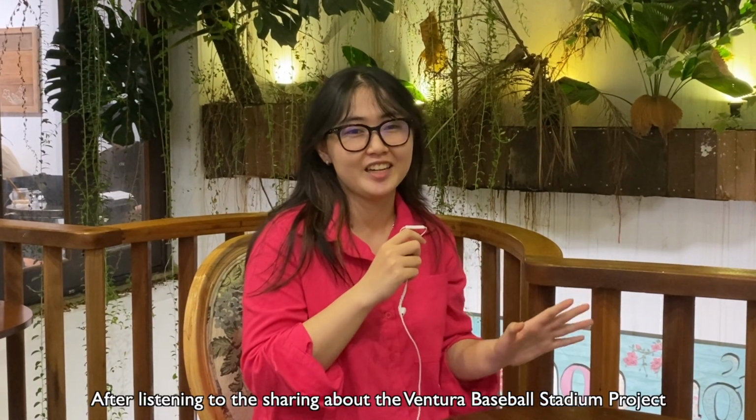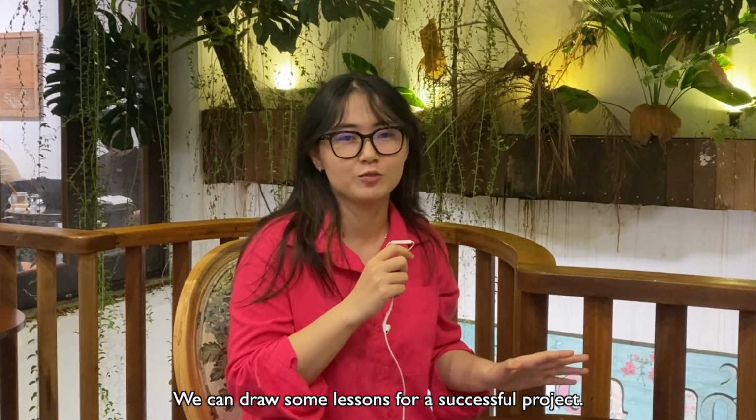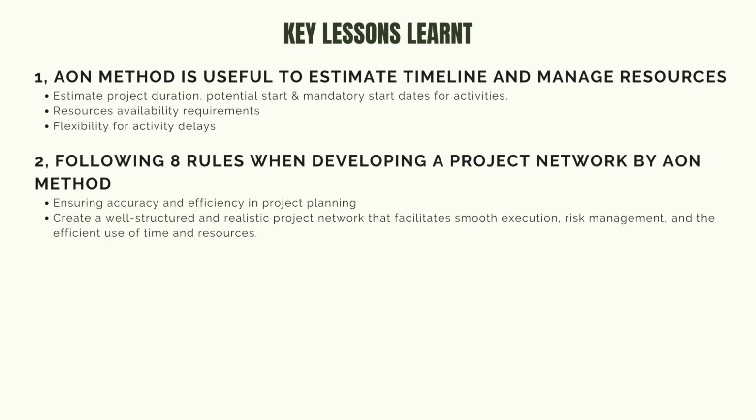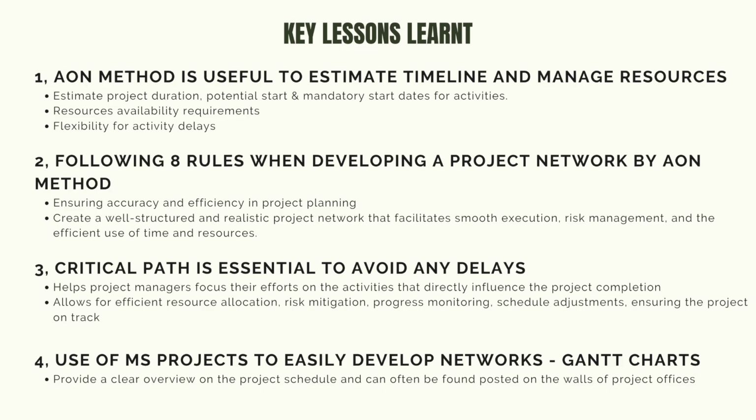After listening to the sharing about the Ventura Baseball Stadium project, we can draw some lessons for a successful project. Firstly, the AON network is a useful method to estimate timelines and manage resources. Secondly, we should follow 8 rules when developing a project network. And next, the critical path is essential to avoid any delays. And finally, use a computer to develop Gantt charts.